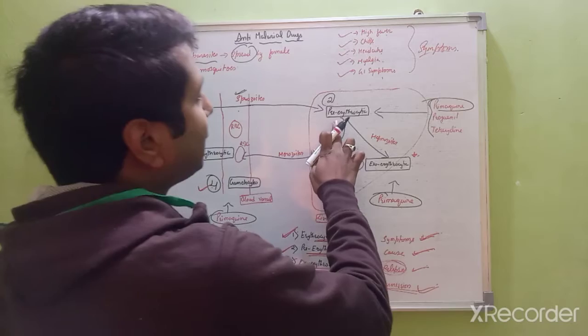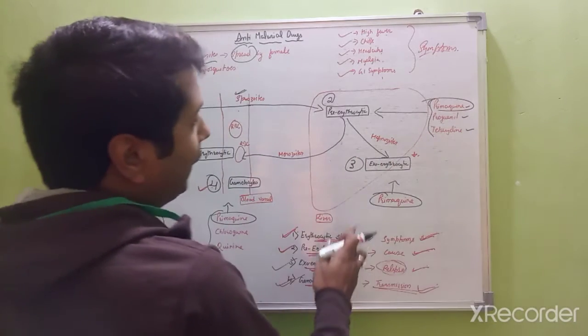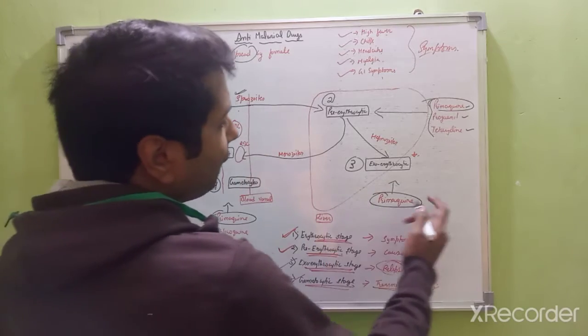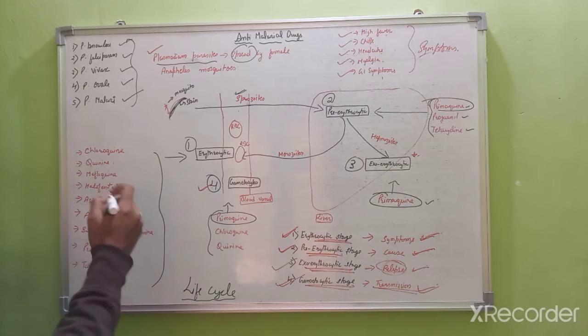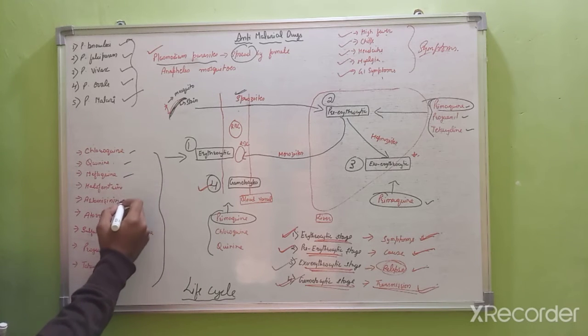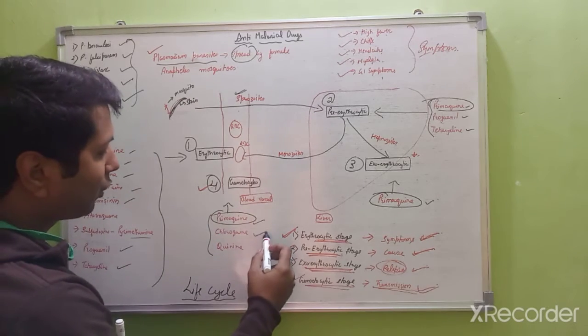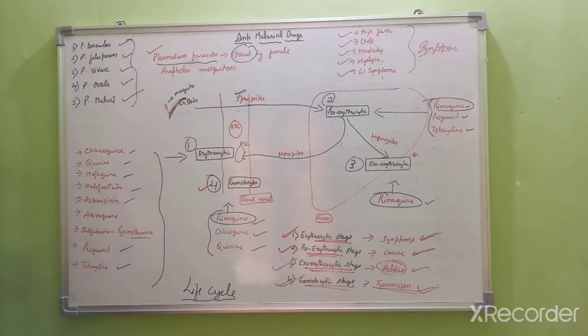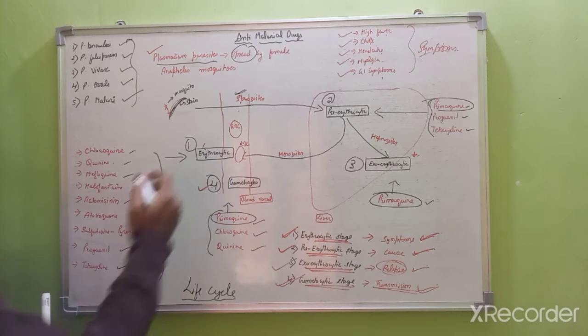On the pre-erythrocytic stage, we have drugs like primaquine, proguanil, and tetracycline. On the exoerythrocytic stage, we have primaquine. On the erythrocytic stage, we have drugs like chloroquine, quinine, mefloquine, artemisinin, halofantrine, and sulfadoxine-pyrimethamine, which is used in combination with proguanil and tetracycline. On the gametocytic stage we have primaquine, chloroquine, and quinine. Remember, guys, primaquine will act on all stages but not on the erythrocytic stage.